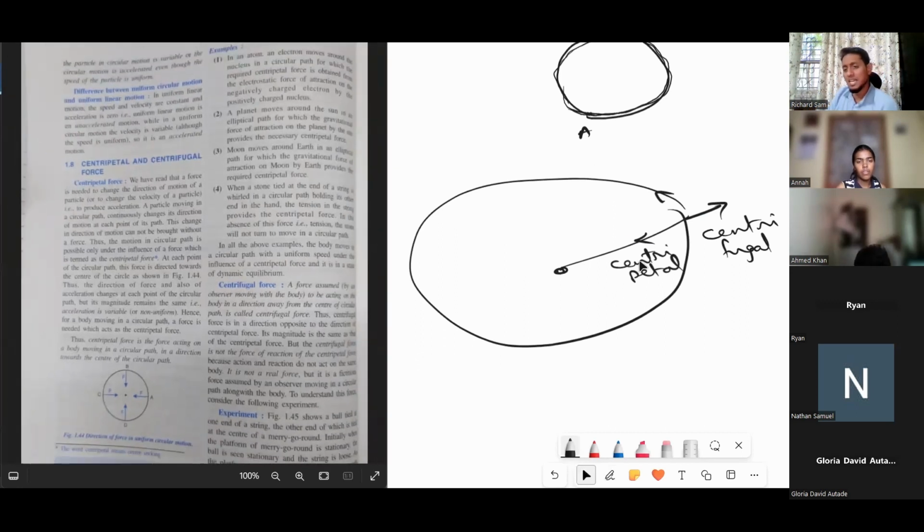Is that clear, everyone? Coming to these two forces, one of these forces is a real force. The other force is not a real force. It only exists because of the other force. So which is the real force? Is it the centripetal or the centrifugal? Which is the real force? The Centripetal force, the inward force?